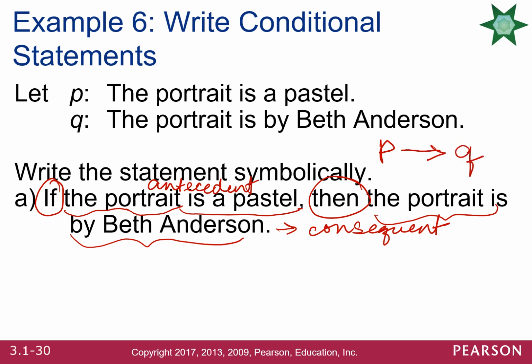So the way it's going to read is, if the portrait, all right, you don't write the if in symbols. This arrow suggests there's an if that goes with the antecedent. So if the portrait is a pastel, then the portrait is by Beth Anderson. So again, the solution is P followed by an arrow and then Q.